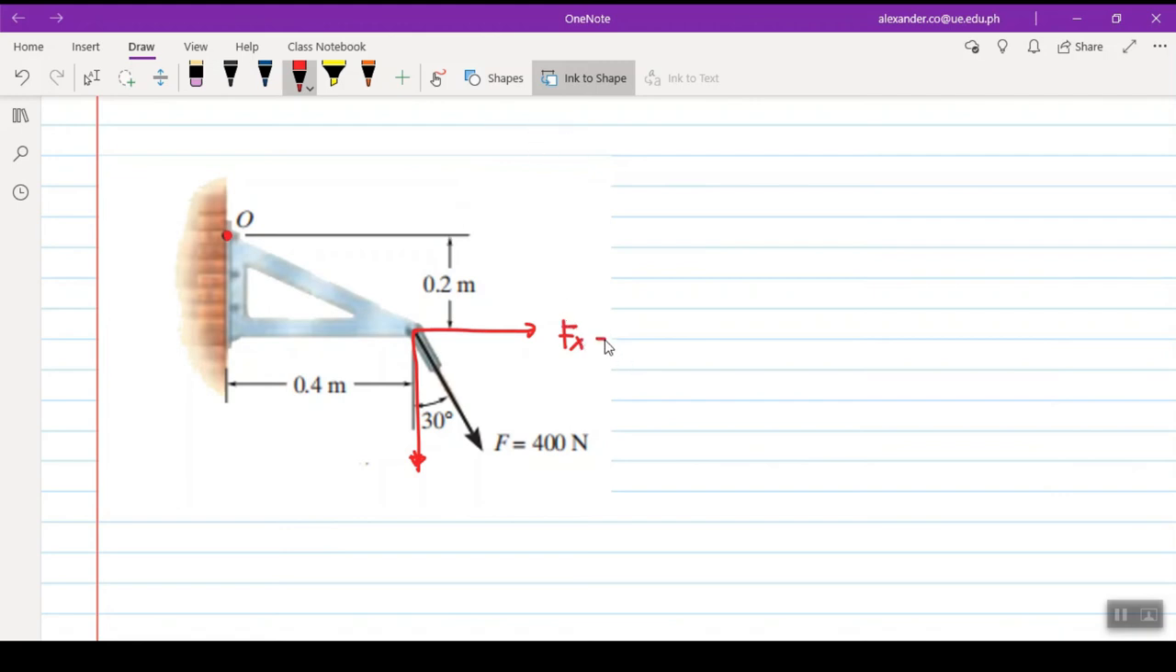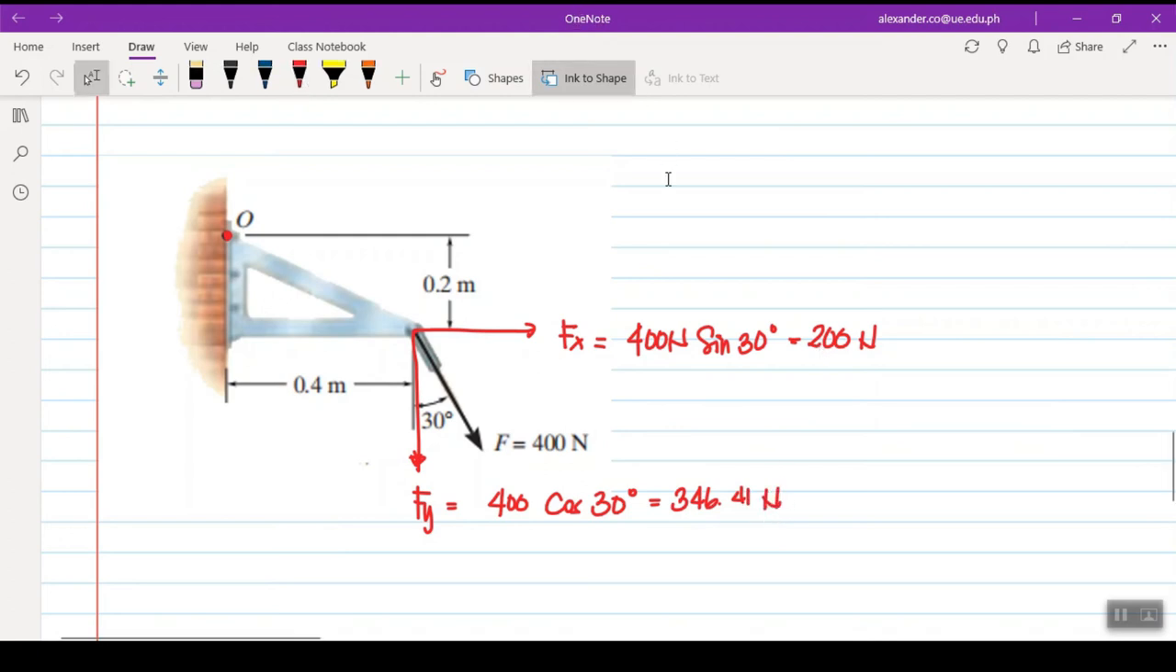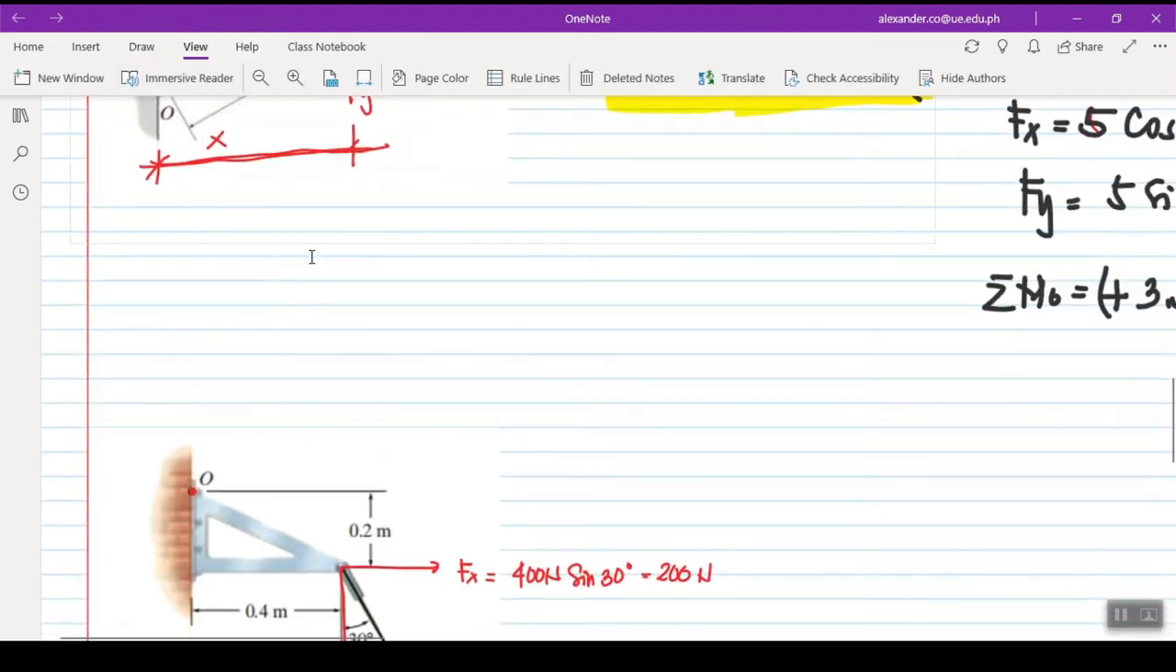What is the value of f of x? F of x now will be 400 newton sine 30 degrees. Okay, mamaya kumpitin ko. Ito naman, ang f of y is what? 400 newton, but this is cosine 30 degrees. So, ilan yan? 200 newton. Ito ilan? 346.41 newton. Okay?